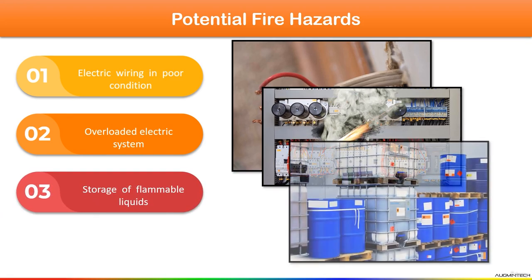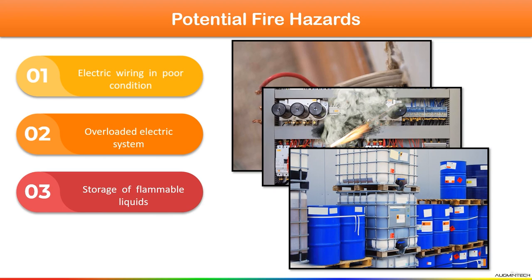The third is storage of flammable liquids. What does flammable liquid mean? A liquid which can be easily ignited in air at ambient temperature is called a flammable liquid. To avoid this type of fire, we have to store this flammable liquid properly as per standard. All the details on how to store flammable liquid are given in the OSHA standard. Second thing, we have to control all ignition sources.